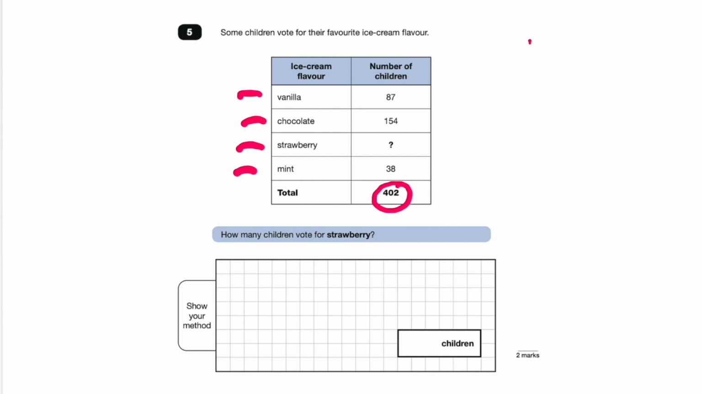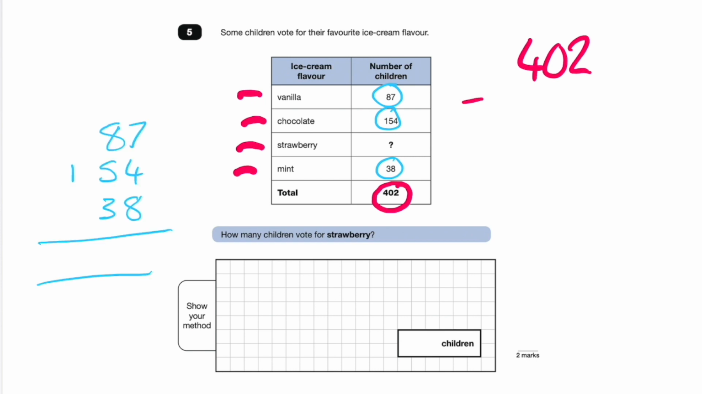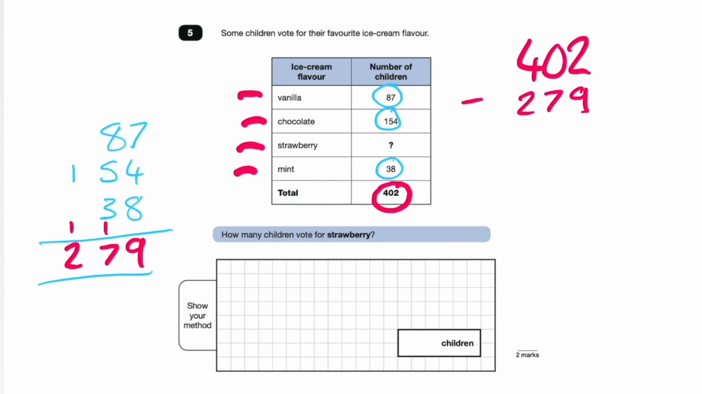So if we have the total of 402, what we could do is subtract the sum of everything else. So let's do that first. We're going to add up our 87, our 154, and our 38. So I'm going to do that over here. 7 plus 4 is 11, plus my 8 is 19. 8 plus 5 is 13, plus my 3 is 16, plus my 1 is 17. And then 1 plus my new 1 is 2. So between every other flavour, we had 279 children, but the total was 402. So to find the missing value, I'd have to subtract my 279 away from my 402. And that will give me the missing value of strawberry.